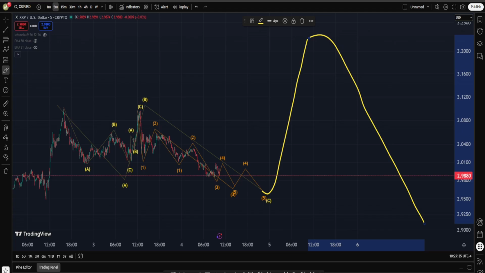And I hope I explained everything well and you understood what is going on in XRP's price chart.